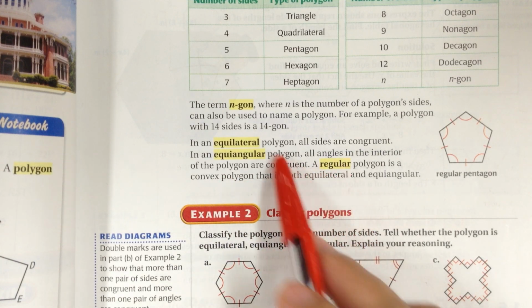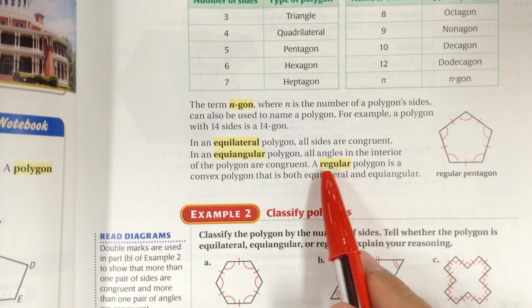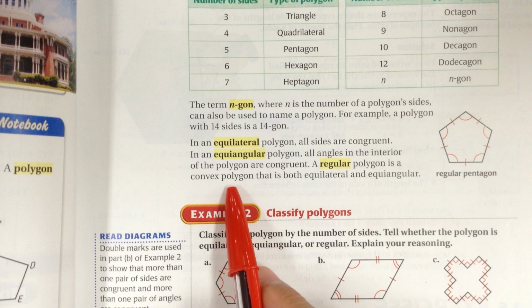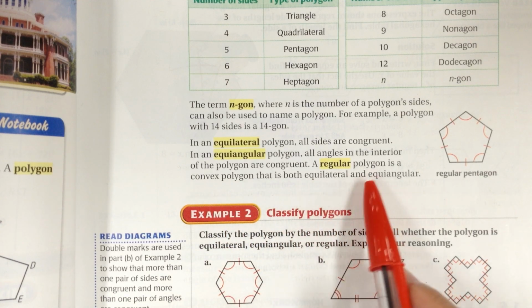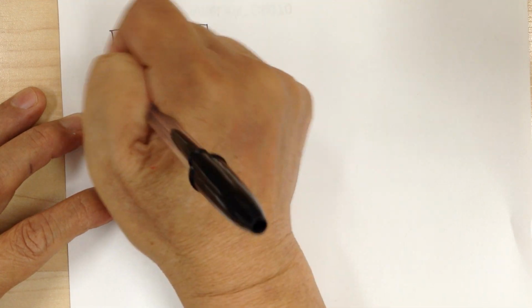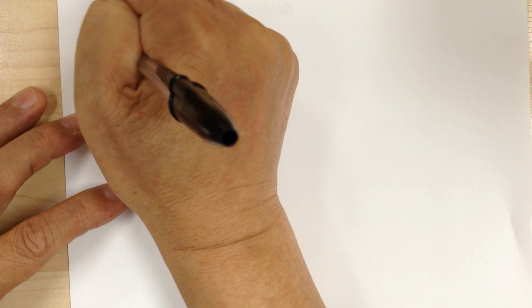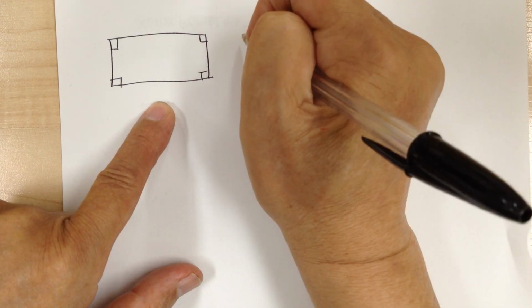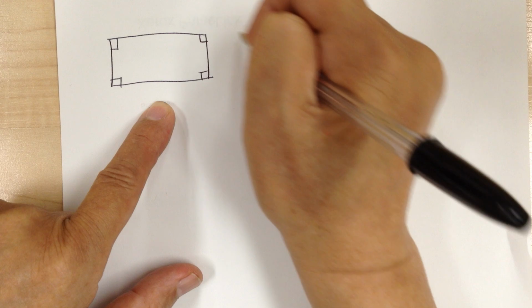Now when you combine these together, a regular polygon is a convex polygon that is both equilateral and equiangular. Here's an example of that. Now let me give you more examples. For example, if you have a rectangle, it is equiangular, because all angles are equal.